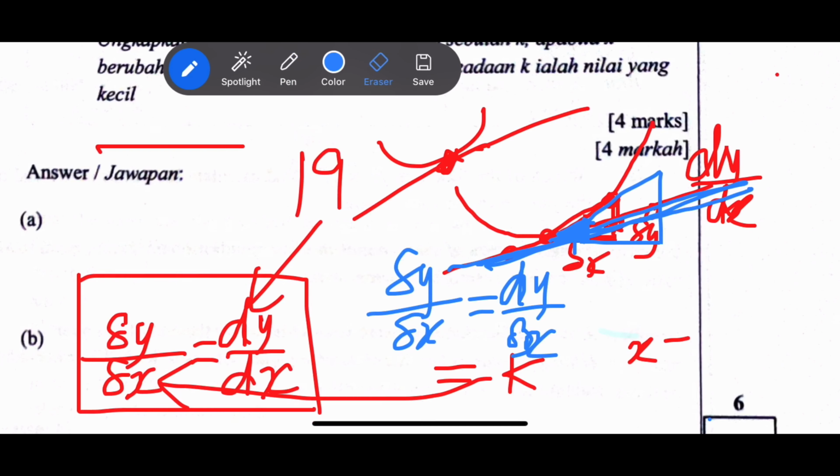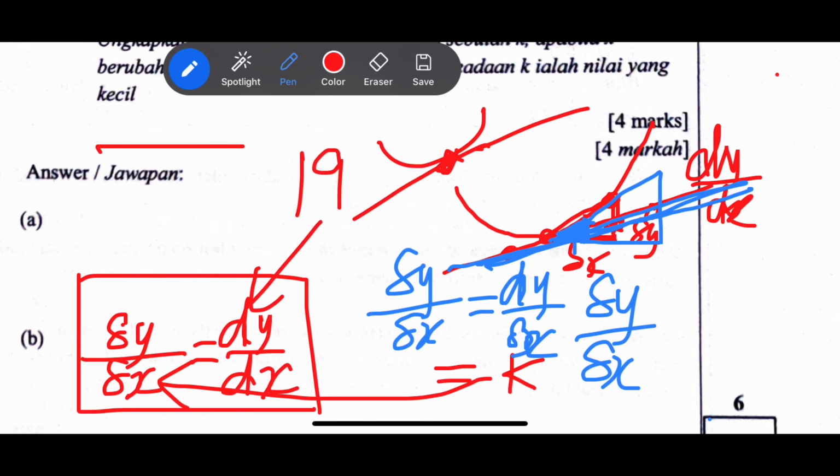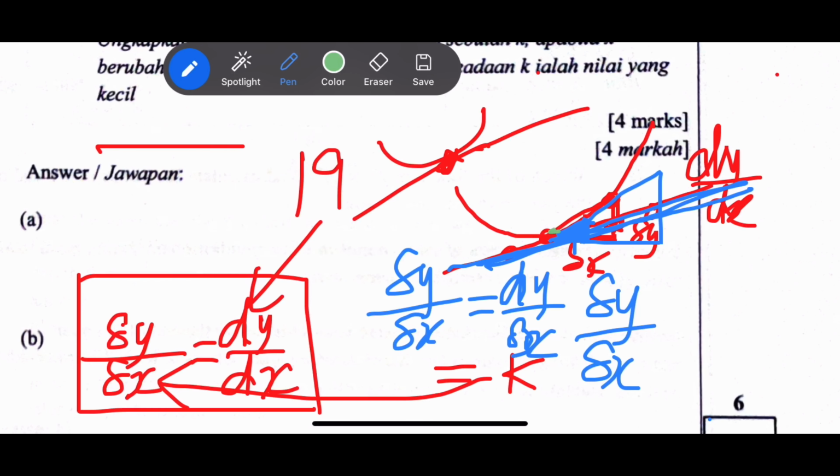This is a concept that you must know: why the delta y and delta x must be very small values. Then only you can use dy/dx, alright? The gradient of the tangent to the curve. Once we understand the concept, then only we can recall it. So now you understand why the delta y and delta x must be small values. If not, it won't lie on the blue line, which is actually the tangent.